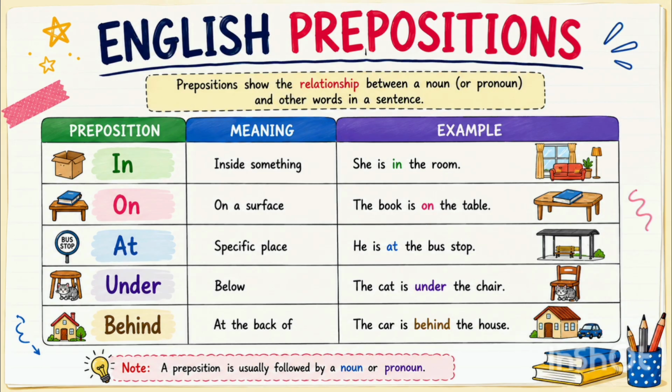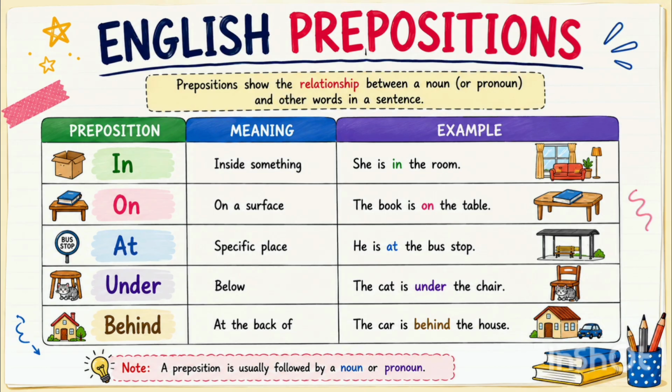On. On means on a surface. For example, the book is on the table. At. At is used for a specific place. For example, he is at the bus stop.